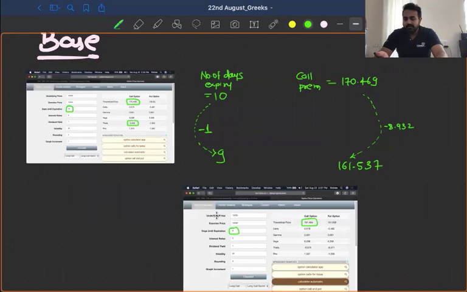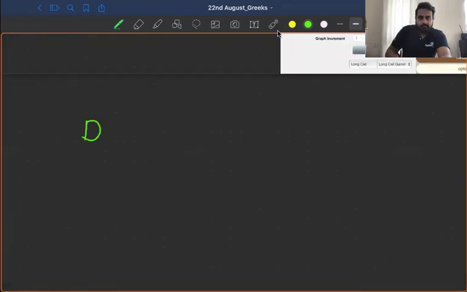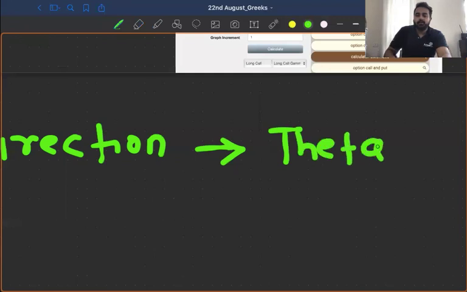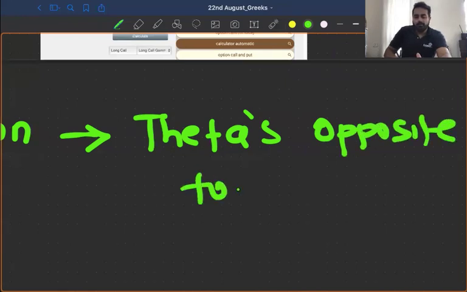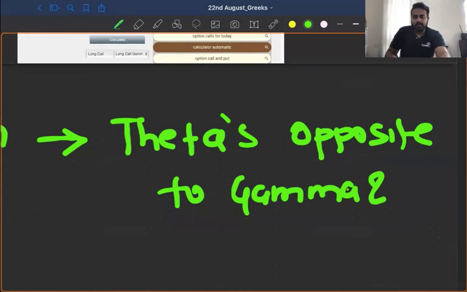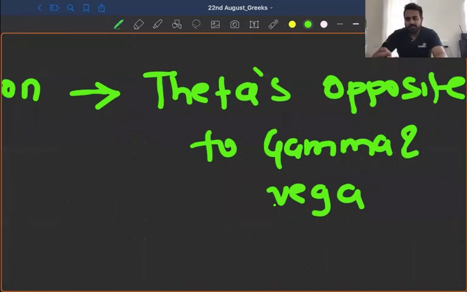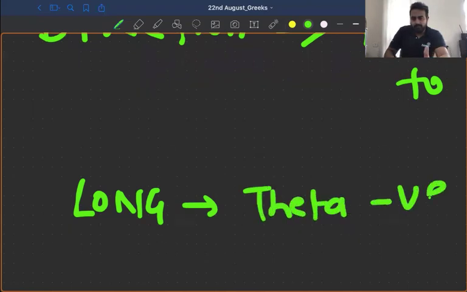Now, in terms of directions, who will have what directions? From a direction perspective, you can think of thetas as being opposite in direction to gamma and vega. Gamma and vega are kind of friends, but theta is not their friend. Theta is in the opposite direction. What do I mean by this? It means when you are on the long side, whether it's a call or put doesn't matter, your gamma is positive, your vega is positive, but your theta is negative.